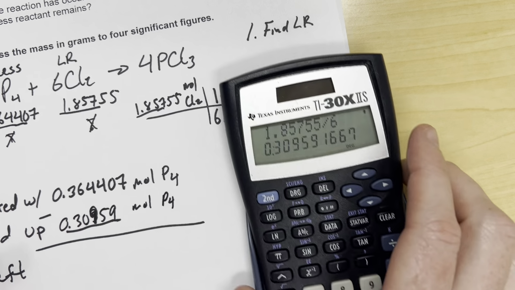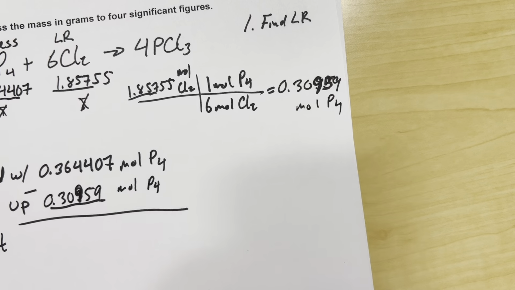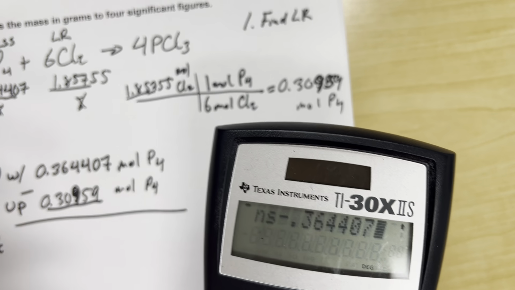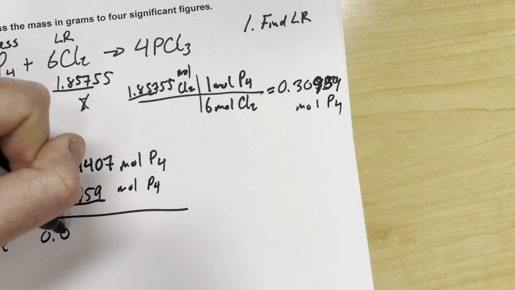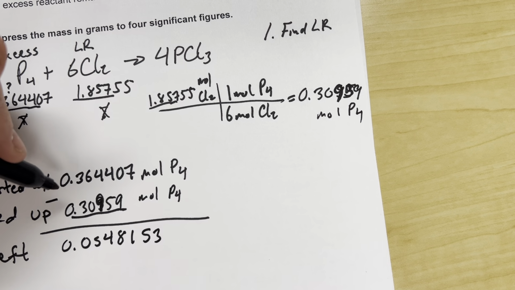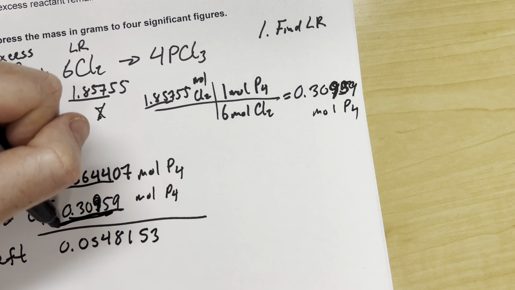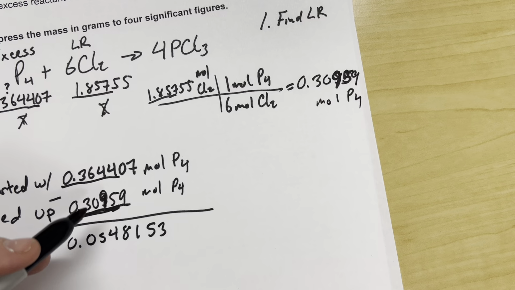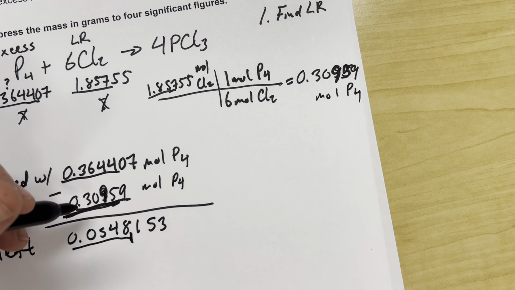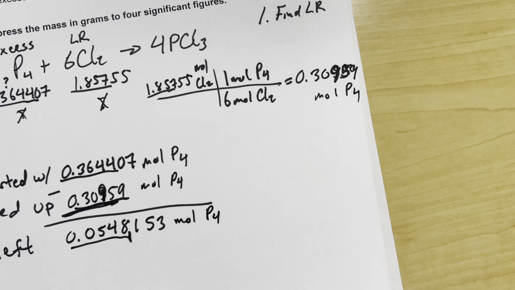So all you do is subtract them, this minus this. So I'm going to get a negative. I'm just going to keep the number in my calculator. And I get an answer of 0.0548153. Okay, that one had 4 sig figs. It happens to be 4 decimals minus 4 decimals, which would give you 4 decimals. So we have left that many mole of P4, 0.0548 mole.